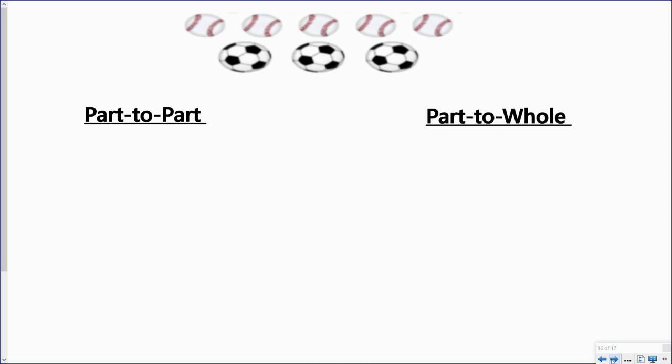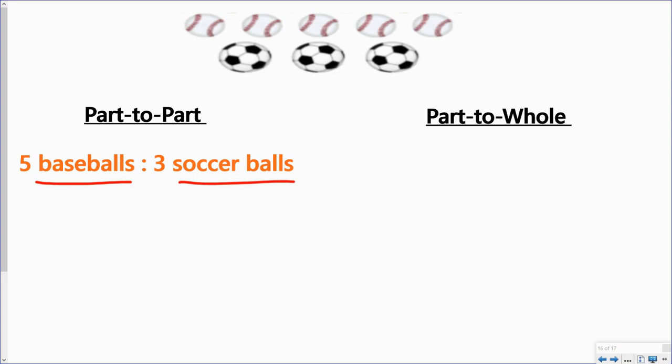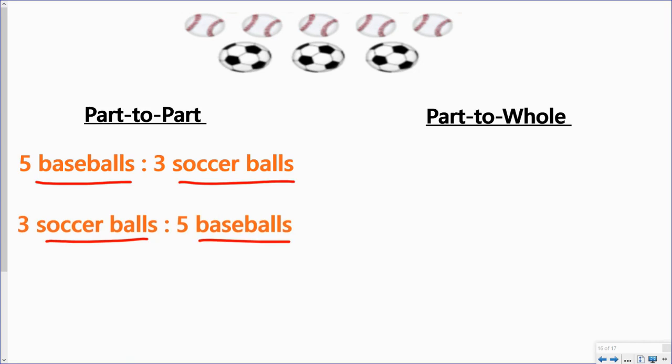So let's use these 2 ratios to compare baseballs and soccer balls. If I look at part to part, I can have 5 baseballs to 3 soccer balls because baseballs is a part of the whole group and soccer balls is a part of the whole group. I can have 3 soccer balls to 5 baseballs because, again, soccer balls is a part of the whole group and baseballs is a part of the whole group.